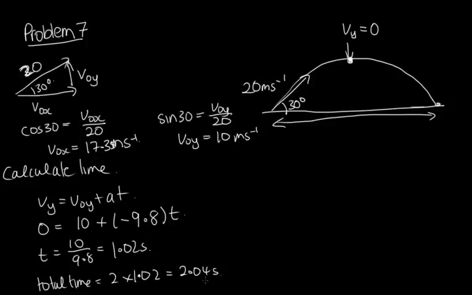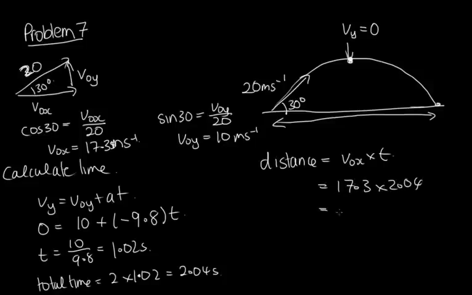So now that we've got how long it spends in the air and its horizontal velocity, it's easy to get the distance. We just need to multiply them together. Distance is equal to V0x times t, and so that is equal to 17.3 times 2.04, and solving that on the calculator, we end up with 35 meters. We just give our answer to 2 significant figures, as everything in the question was only to 2 significant figures.